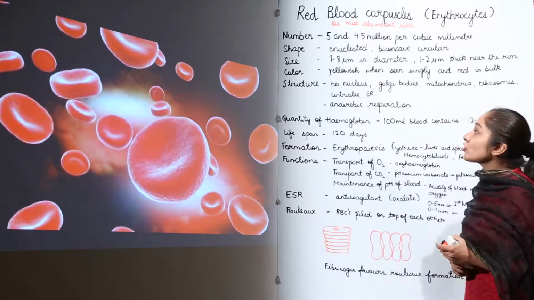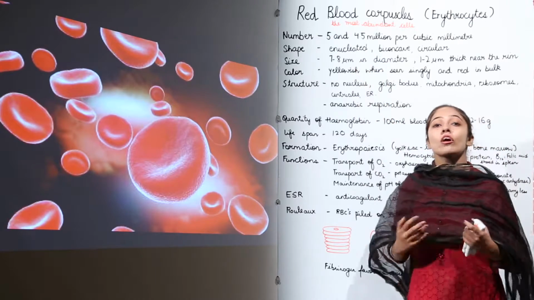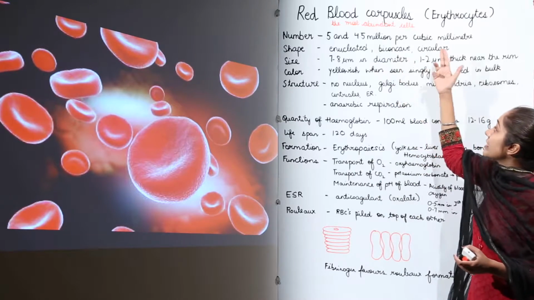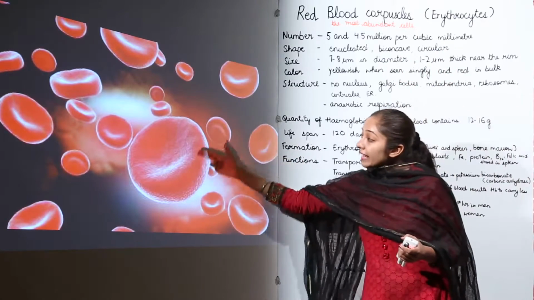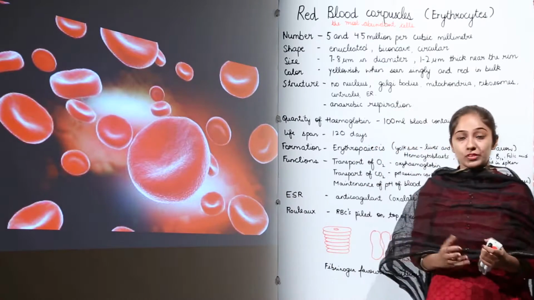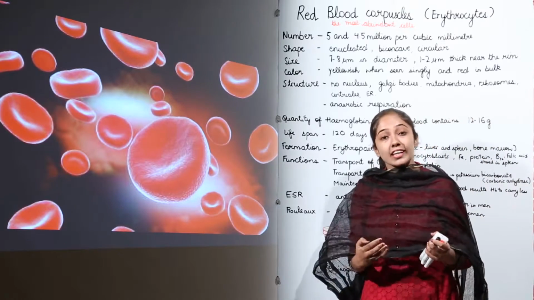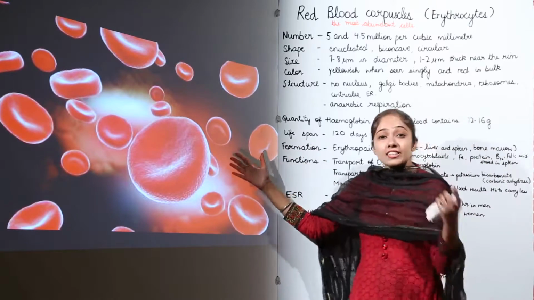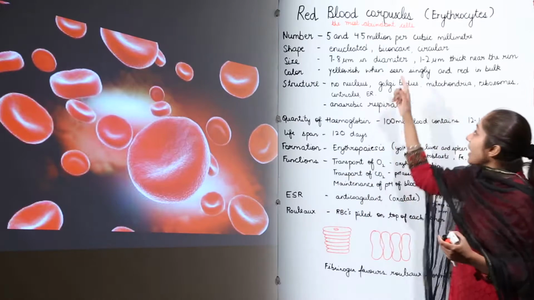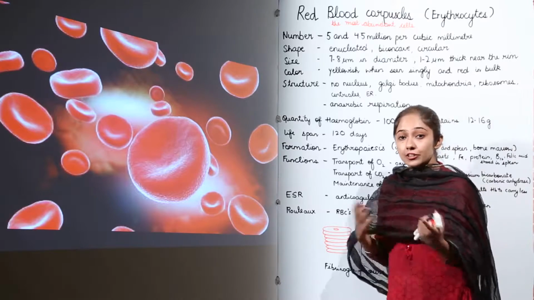Then let's talk about the shape of RBCs. They are enucleated, meaning they are non-nucleated, without a nucleus. They are biconcave and circular. As you can see in the image, they are biconcave in shape. This biconcave shape also provides an advantage to the RBCs, in that it provides a larger surface area for gaseous exchange. So the biconcave shape is giving an advantage to RBCs by increasing the surface area for gaseous exchange.